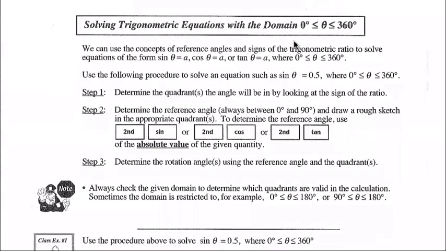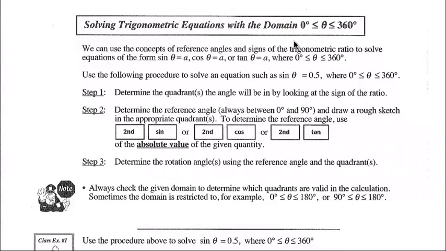Okay, so here I'll just read through these instructions. So solving trigonometric equations with the domain of 0 to 360 degrees, so within one full circle. Within one full circle, you're always going to find two possible rotation angles that give you the same values for sine, cosine, or tangent, depending on the trig ratio you're given. So know that if it's between 0 and 360, there should be two possible answers, and you'll see that as we work through.